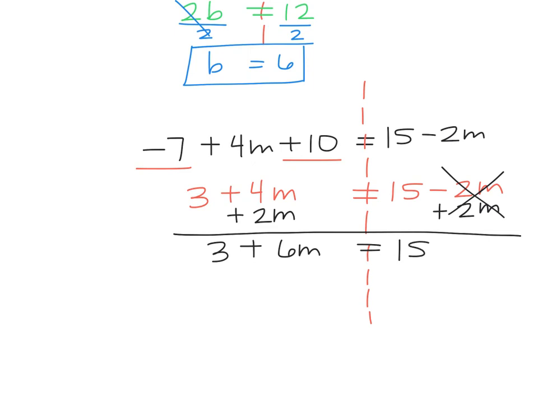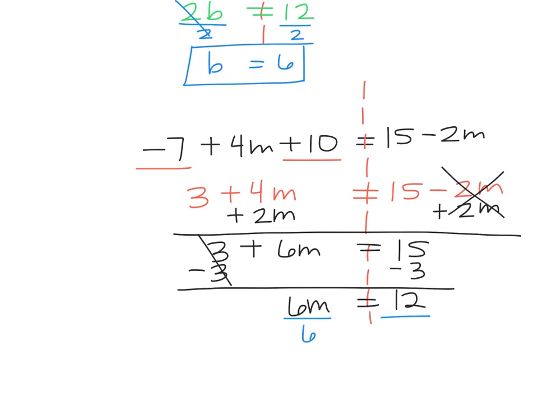Okay, and now again, it's a two-step equation. We're going to start by taking this 3 away. So subtract 3 on both sides. Whatever you do to one side, you have to do to the other. So we're left with 6m equals 12. And now to solve that, we would just divide by 6, divide by 6. So these are gone. And we are left with m equals 2.